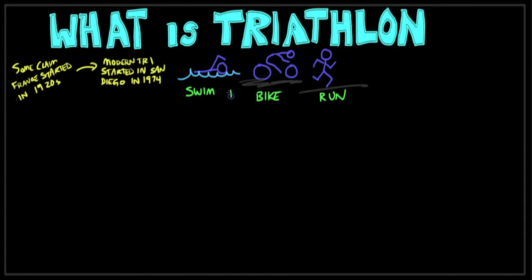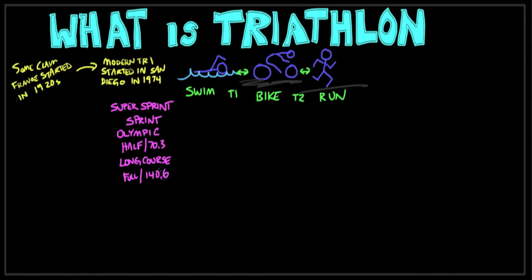Triathlon. You transition from swim to bike, getting off your wetsuit, that's T1. You transition from bike to run, getting on your running shoes, that's T2. There are several distances in triathlon, not just the Ironman. Let me explain the popular ones. On the shortest end, we have what's known as the super sprint. This is followed by the sprint distance, the Olympic distance. After that is the half or the 70.3, the international long course, and then the full or the 140.6 distance.